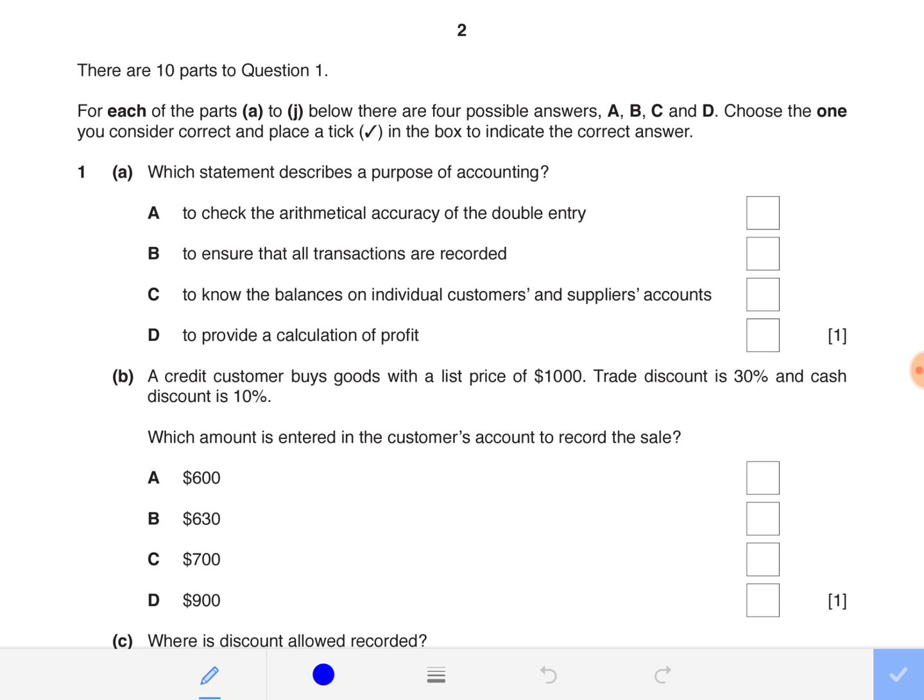Which statement describes a purpose of accounting? To check the arithmetical accuracy of double entry, to ensure that all transactions are recorded, to know the balances on individual customers and suppliers accounts, or to provide calculations of profit. The best answer for this question is D.